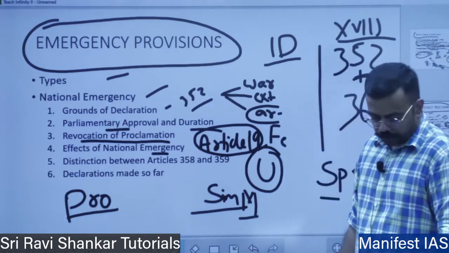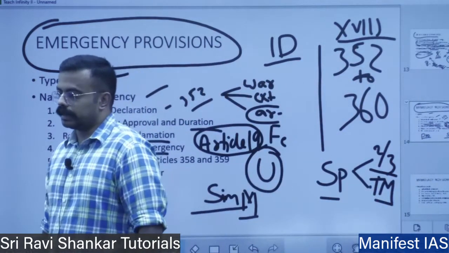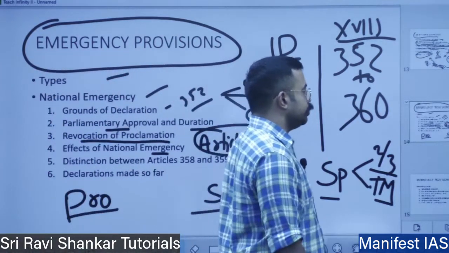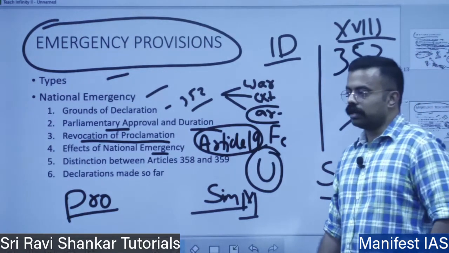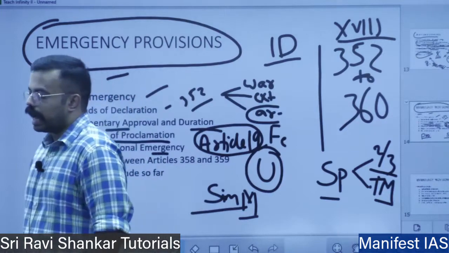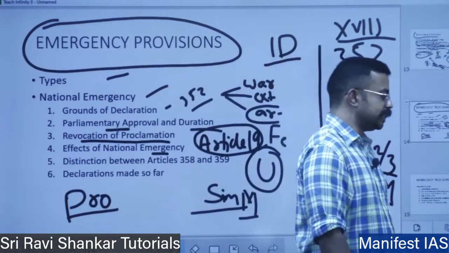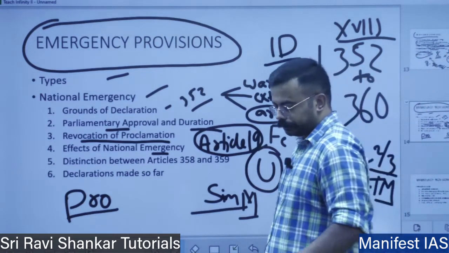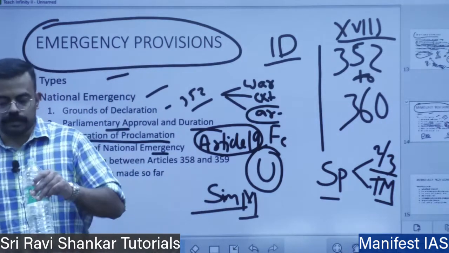So suspension of other fundamental rights. What about other fundamental rights? With respect to other fundamental rights, the President has to mention which rights cannot be executed. Suppose the President mentions Article 25 cannot have effect during the emergency. Then that particular fundamental right stands suspended.